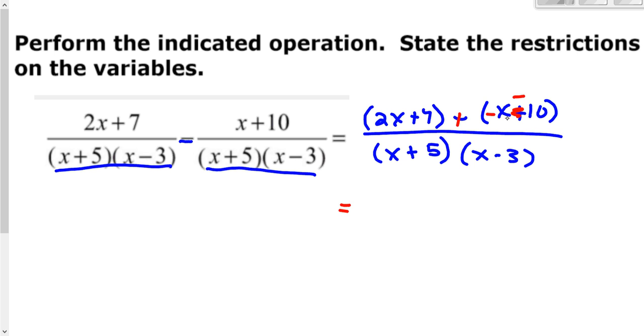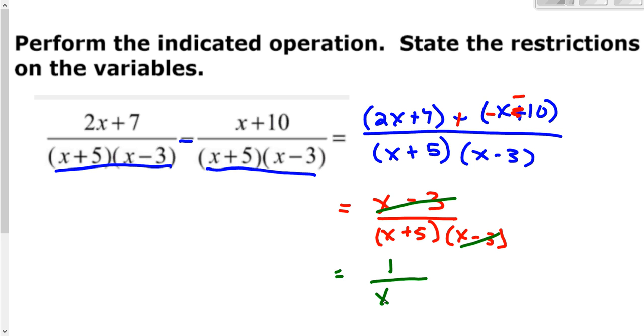2x plus 2x plus negative x is x. 7 plus negative 10, negative 3, over x plus 5 and x minus 3. And I can cancel x minus 3 and x minus 3. Now when that happens, we have a 1 in our numerator over x plus 5. And then don't forget your restrictions. X can't equal negative 5 and positive 3.